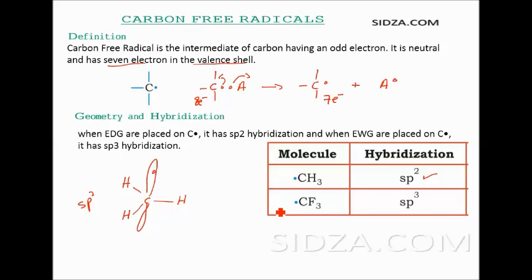But if you attach electron withdrawing groups like fluorine with the carbon, then its hybridization changes from sp2 to sp3. So the carbon with 3 fluorine atoms, its hybridization is sp3. However, the alkyl free radicals are generally sp2 hybridized.